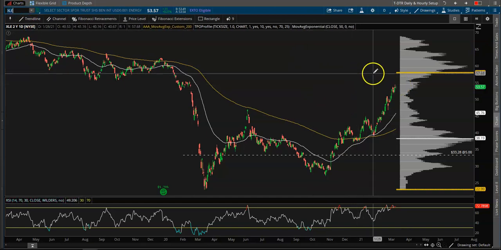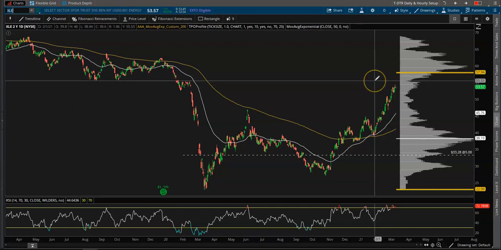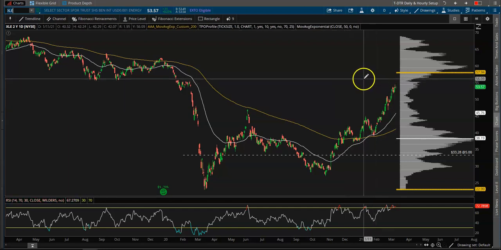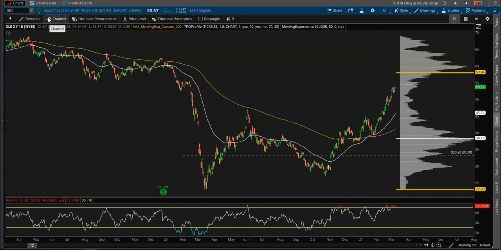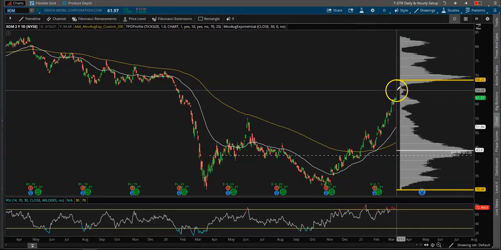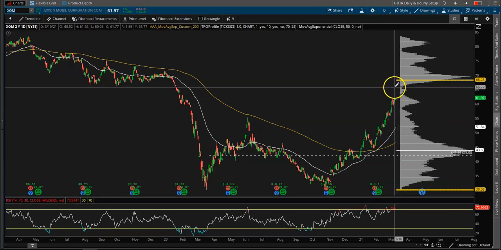I actually like XLE maybe up to about 55.50, so it's about $2 if you want to try it. XOM, same exact thing, right? Maybe it gets back up to the 65 level, but we will see.